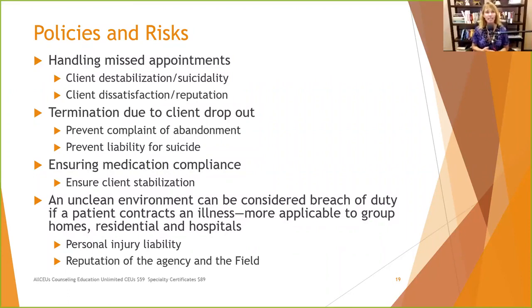Ensure medication compliance in order to make sure they maintain stability. If they quit taking it, talk to them about why. We don't prescribe, so we can't force them to take it, but we do want to note in the chart if they quit taking any of their medications, why they do, and what actions we took to encourage them to talk to their doctor. Have a clean environment.